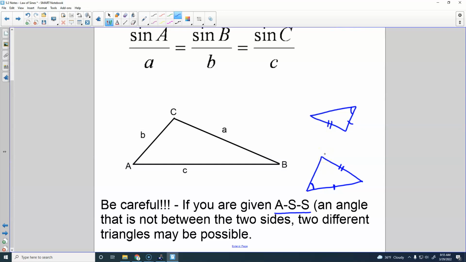It does not mean we cannot use law of sines for these problems, but it does mean we have to watch out for what we call the ambiguous case. So, at the beginning of every problem, we're going to decide if we have angle side side. And if we have angle side side, we're going to have to test for that ambiguous case, and I'll show you how to do that.